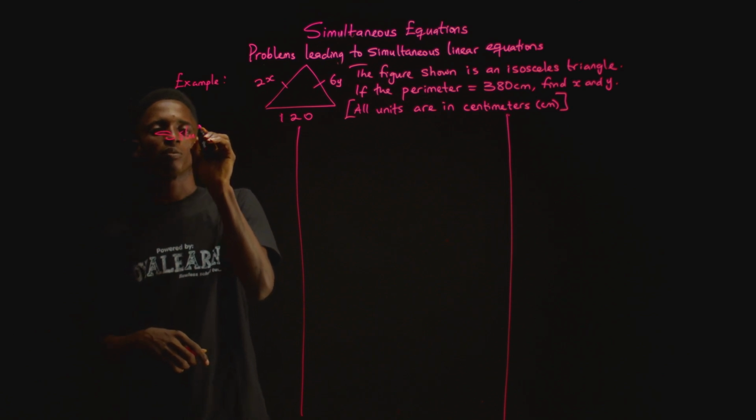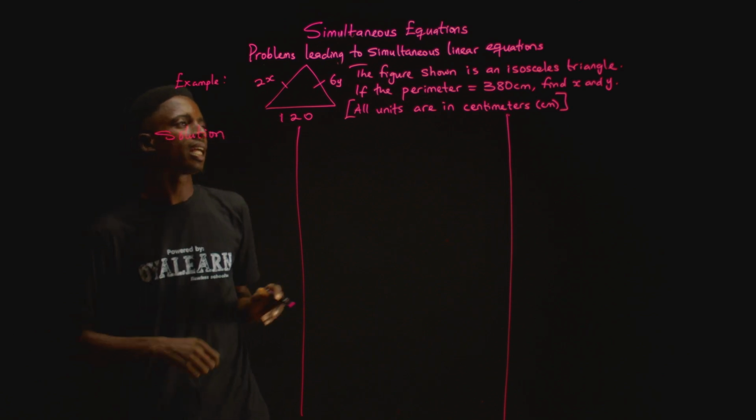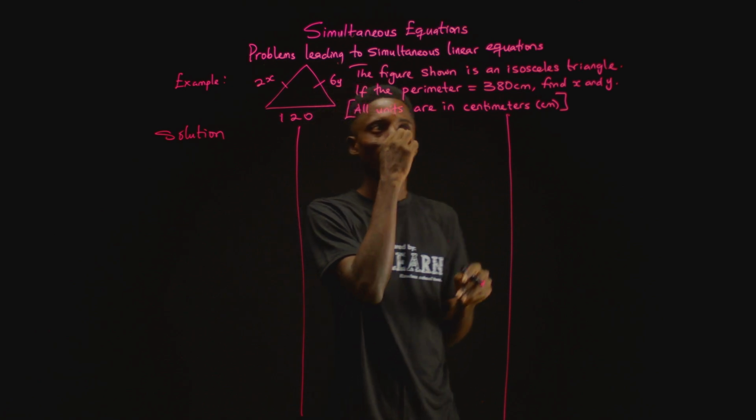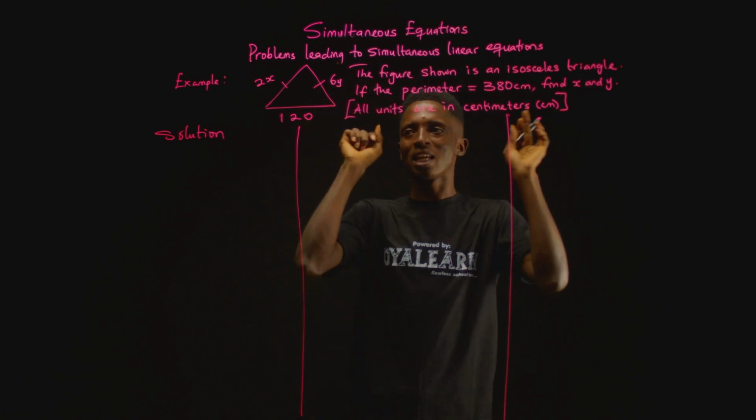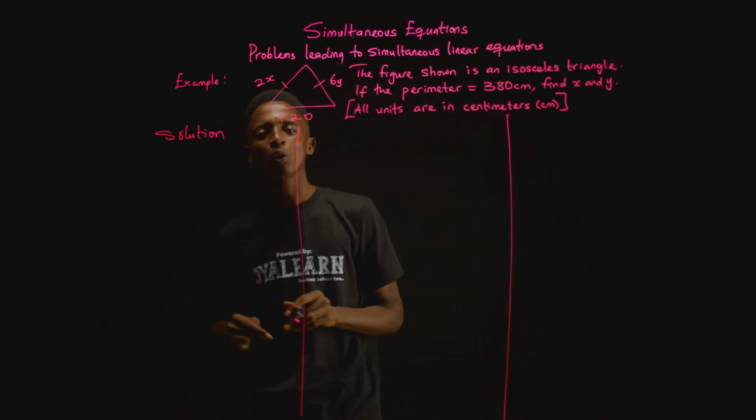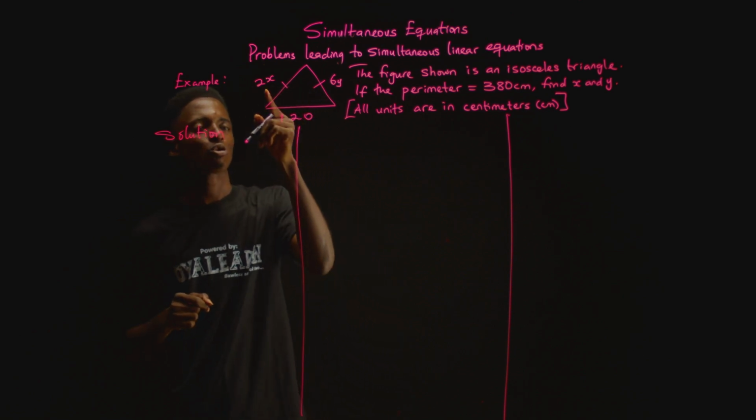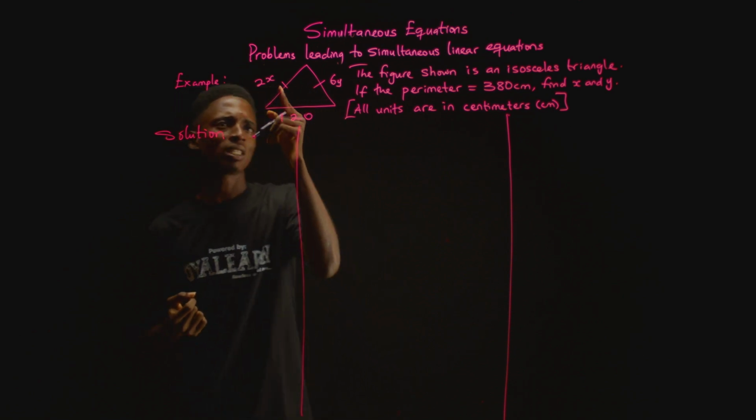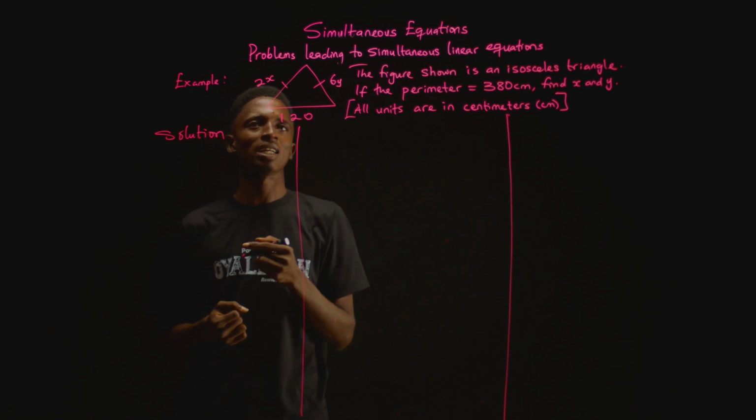Solution. Now let's interpret this question. We are told that it is an isosceles triangle. And the first thing we know about an isosceles triangle is that two sides are equal. So these sides indicated are the equal sides.